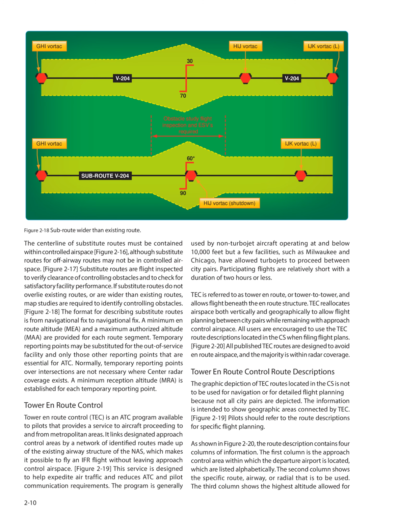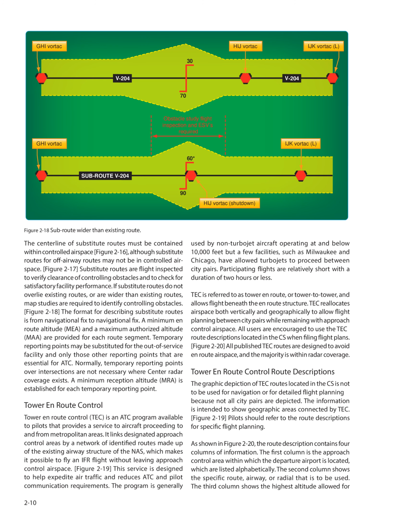Figure 217. Substitute routes are flight inspected to verify clearance of controlling obstacles and to check for satisfactory facility performance. If substitute routes do not overlay existing routes, or are wider than existing routes, map studies are required to identify controlling obstacles. Figure 218. The format for describing substitute routes is from navigational fix to navigational fix.